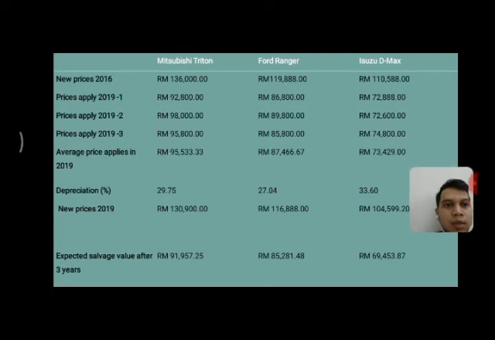This is the data calculation that we got for the expected salvage value after 3 years. For Mitsubishi Triton it is RM90,957.25. For Ford Ranger, RM85,281.48. For Isuzu D-Max, RM69,453.87.